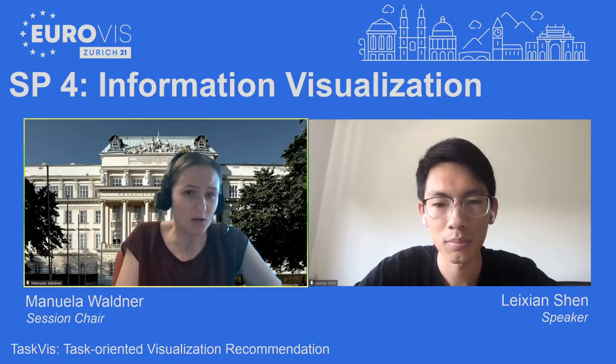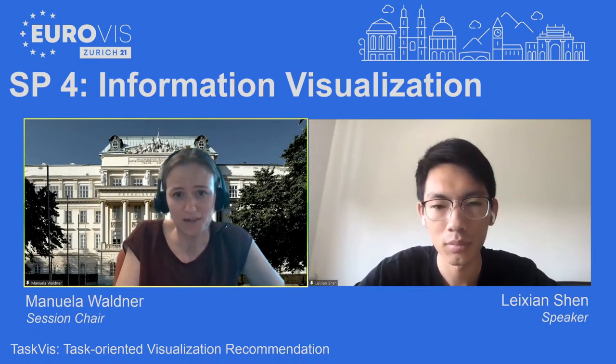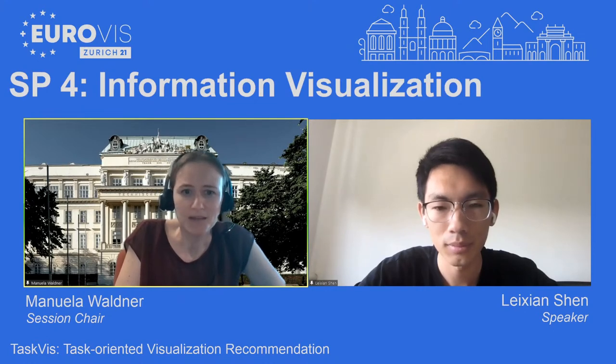We do not have any questions yet, so I encourage the audience to ask questions on Discord and YouTube, and I will just start with a question on my own to get started with. So your system makes recommendations based on data characteristics and task characteristics. Have you also considered taking user characteristics into account, like prior knowledge or user interests?